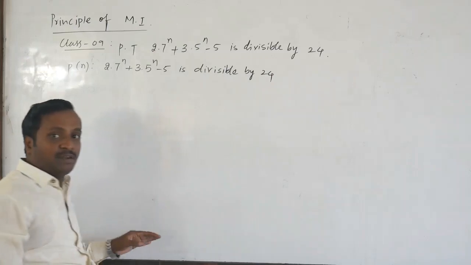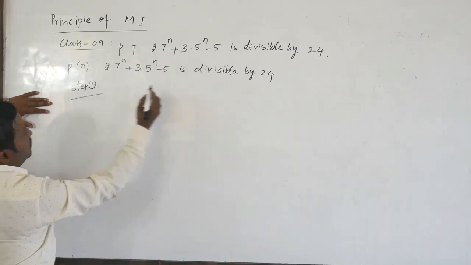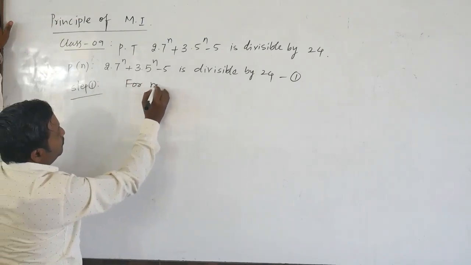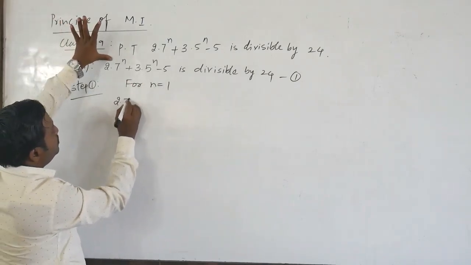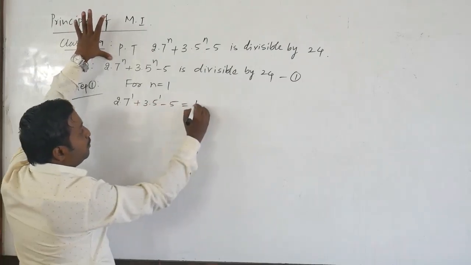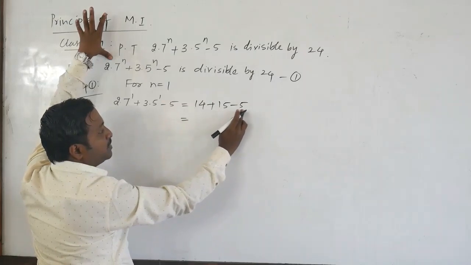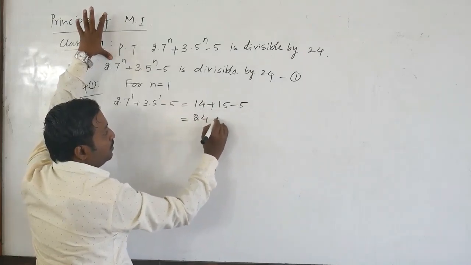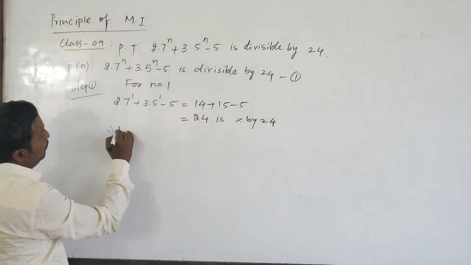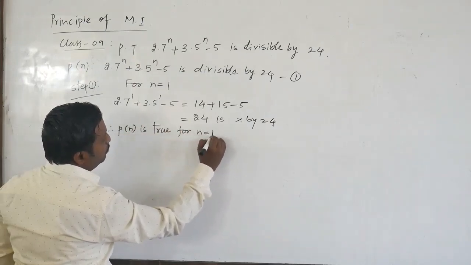Now, multiple of 24, write it like this. So step 1, for n equal to 1: 2 into 7 raised to 1 plus 3 into 5 raised to 1 minus 5. 2 into 7 is 14, plus 3 into 5 is 15, minus 5. 15 minus 5 is 10. 10 plus 14 is 24, which is divisible by 24 itself. So, conclusion: P of n is true for n equal to 1.